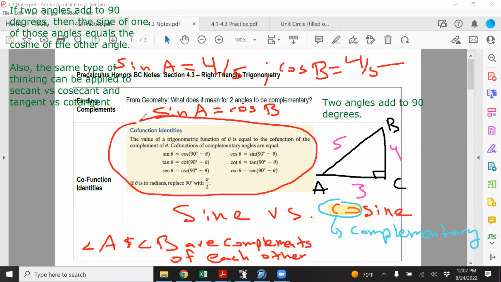By the way, you don't have to use degrees, you use radians too. If you want to replace 90 with pi over 2, go ahead. Then you're using radians if you wanted to. Same thing could work. Questions so far? Cool? Okay, let's keep moving.